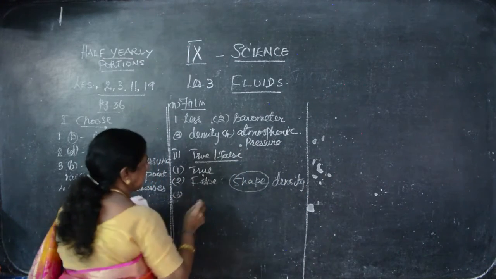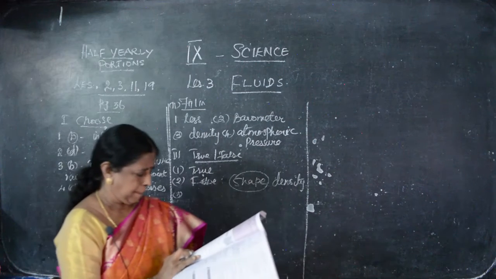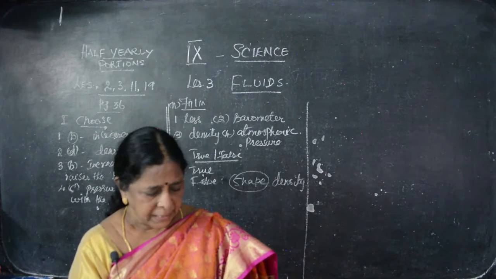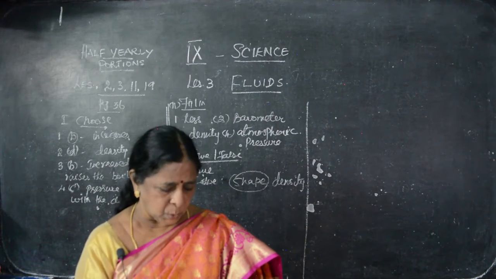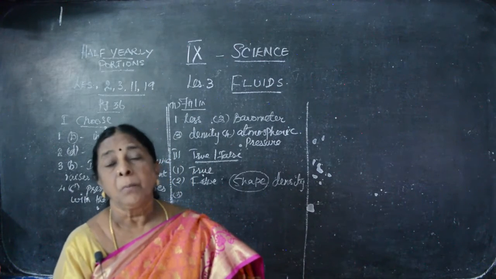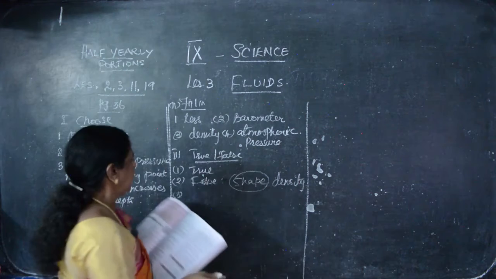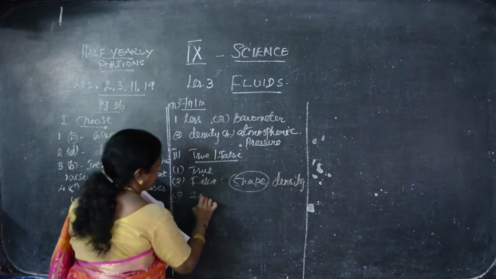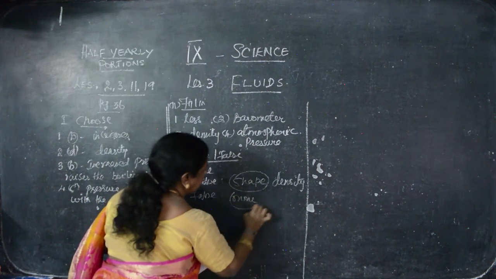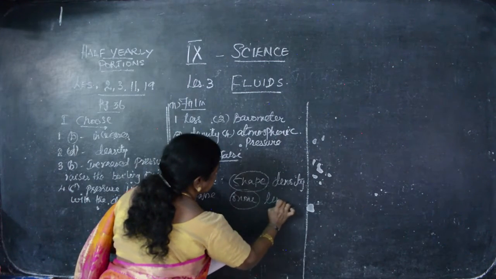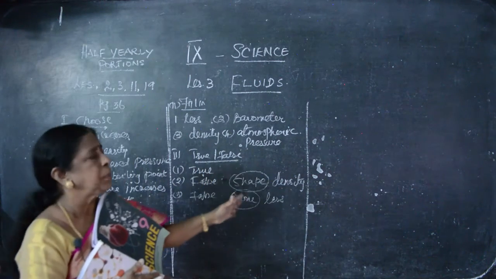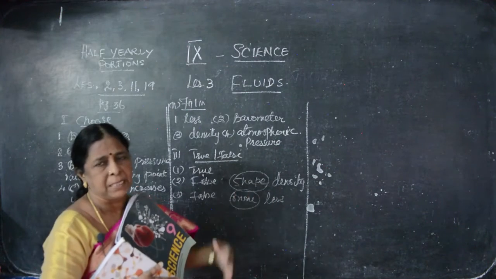And the third one is, the foundations of high-rise buildings are kept wide so that they may exert more pressure on the ground. More pressure. So that is false. In the place of more, you have to write less pressure. The circled word means what? Wrong. So that should be substituted by another, correct word. Clear?